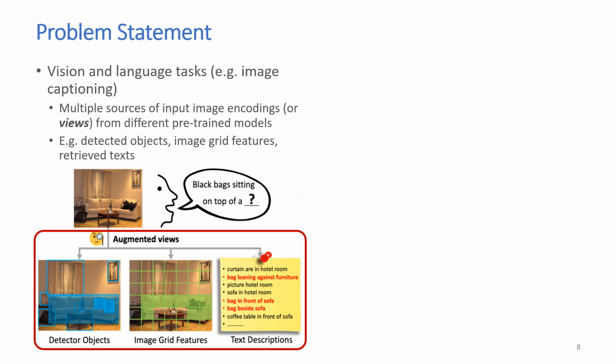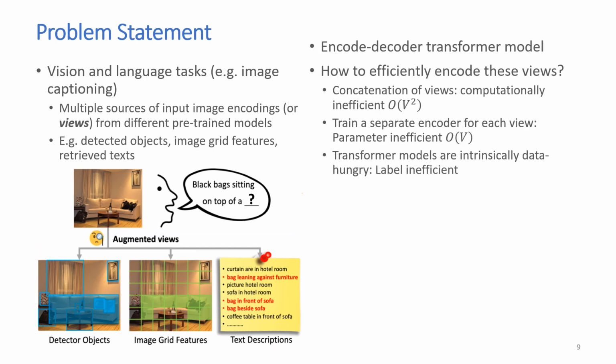Now we have encoded the input image into multiple input image encodings, or what we call views afterward. And in the future, more and more views could be incorporated when stronger pre-trained models are available. Therefore, the research problem here is how do we better leverage these views to do better in the image captioning task? For an encoder-decoder transformer model, one research problem is how to efficiently encode these views.